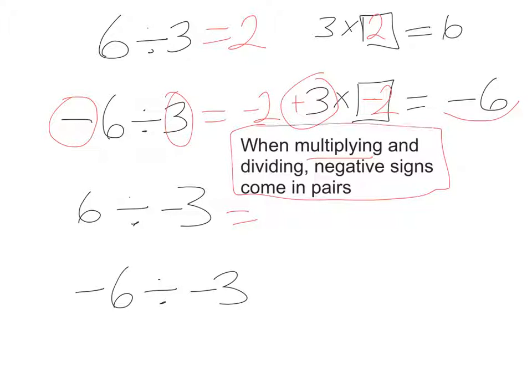Okay, again, I can use my rule. It's a really good rule. If you haven't already written it in your book, please write it in your book. 6 divided by negative 3, well, I've got one negative there. They have to come in pairs, so here's its pair. And then 6 divided by 3 is 2.